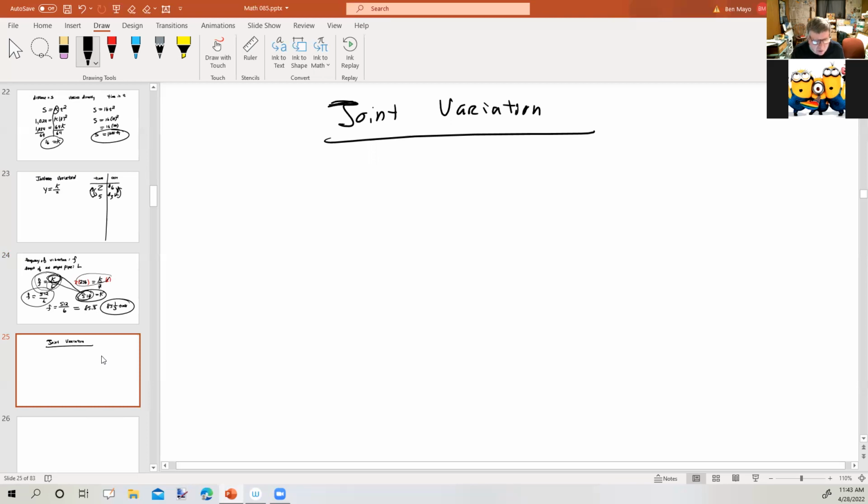Okay, so joint variation, a general form of that looks like this: y equals k x z. So again, k is present in the variation formula, but there's more than one variable on the right side of the equation. So y equals k times at least two different variables. All right, so that's joint variation, where you have more than one variable on the right side.